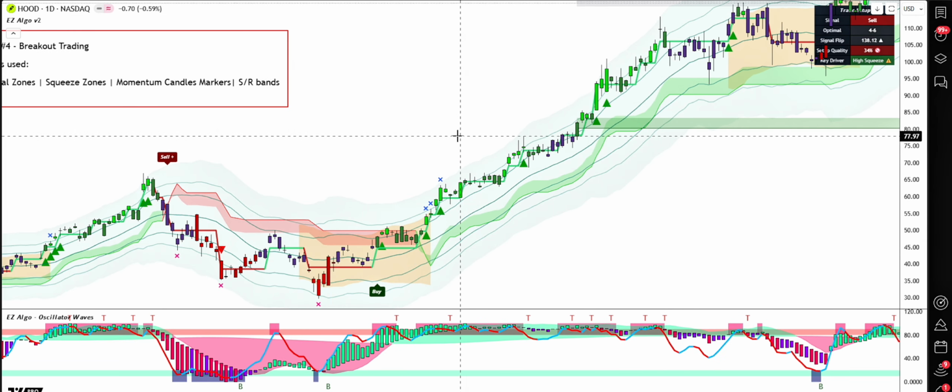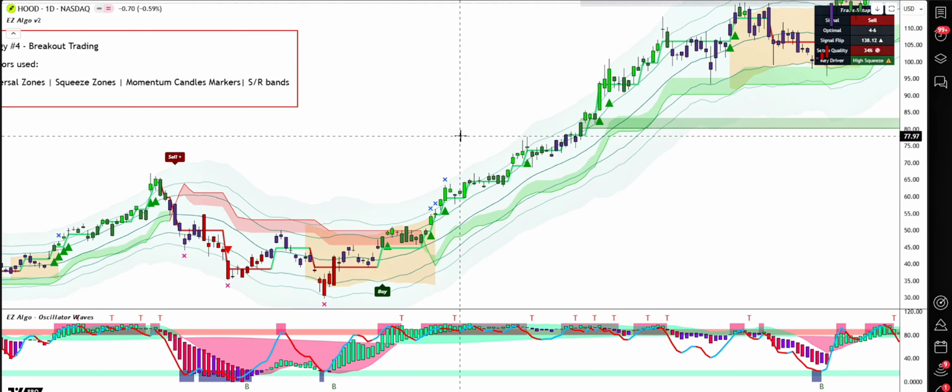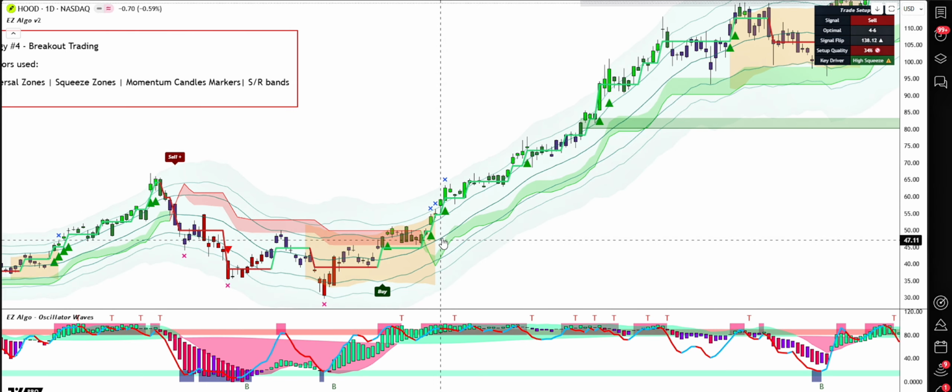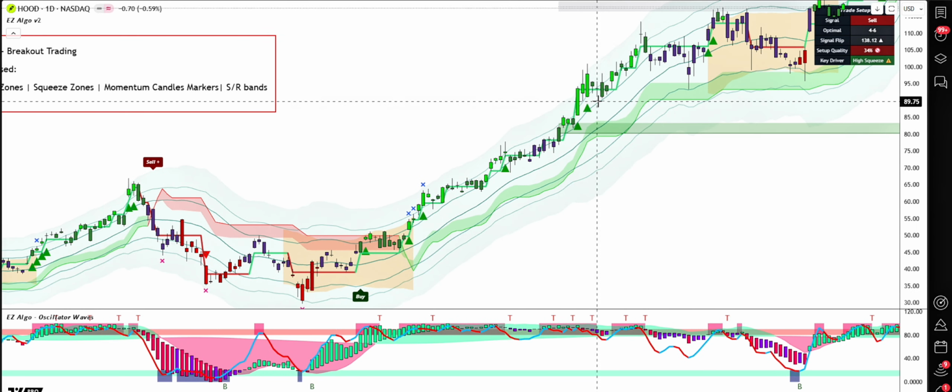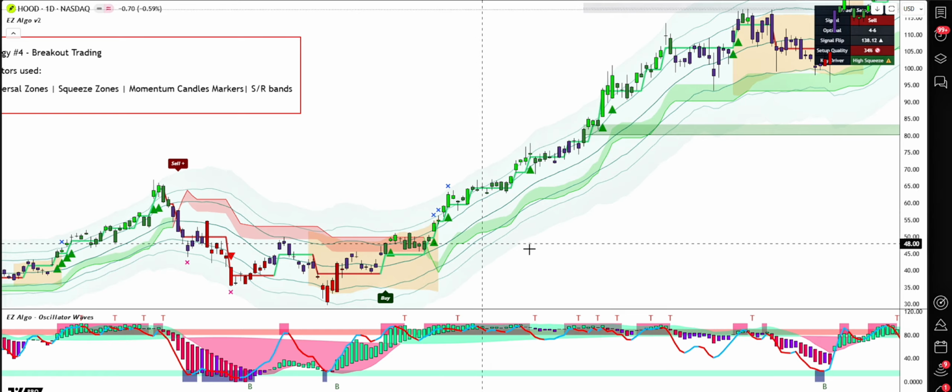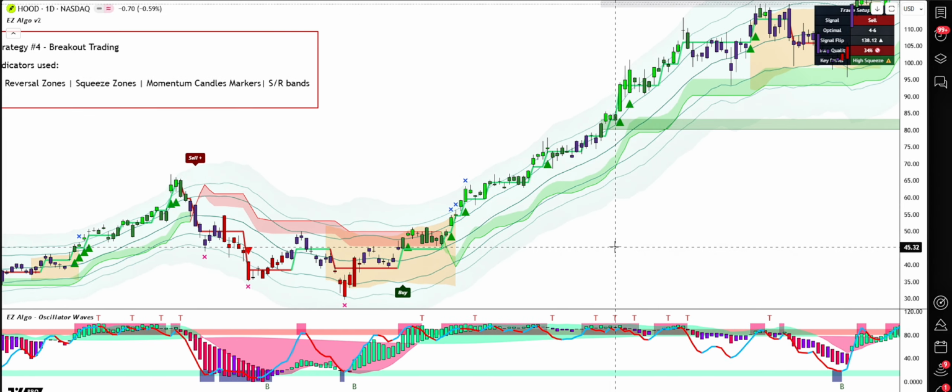And that's just simply using our squeeze zones, our reversal zones, to try to map out how price is moving within that range, and a few different things that we can use to verify those trend directions.